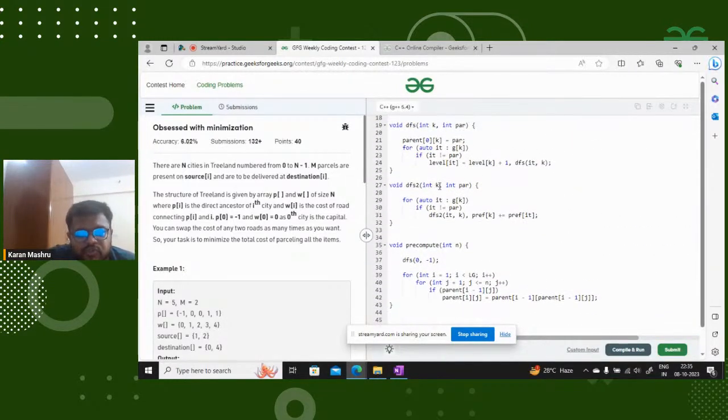So this is DFS2. Currently we are at node k and this is the parent node. So I will traverse all the nodes in the adjacency list of the kth node, and if that node is not equal to the parent node, because the parent node will also be in the adjacency list, then call DFS on it, that is the child of the kth node, and now k will become the parent. So k will be the second parameter. And after coming out of the DFS, during backtracking, I will say prefix of k plus equals prefix of it, because we want to sum up those values, right?